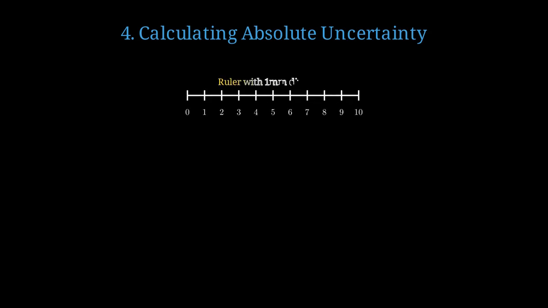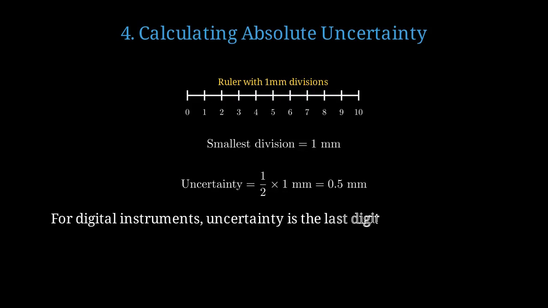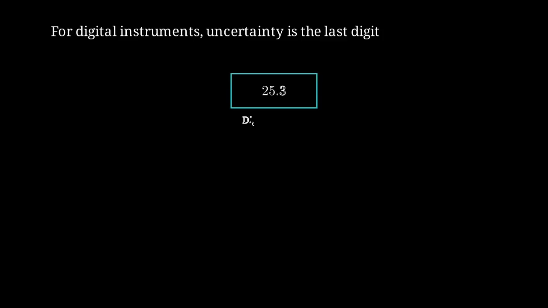Now let's learn how to calculate absolute uncertainties from measurements. Consider a ruler with 1 millimeter divisions. What is the uncertainty in a measurement? The smallest division is 1 millimeter. The uncertainty is half of this, which equals 0.5 millimeters. For digital instruments, the uncertainty is typically the value of the last displayed digit. If a digital thermometer shows 25.3 degrees, the uncertainty is plus or minus 0.1 degrees.